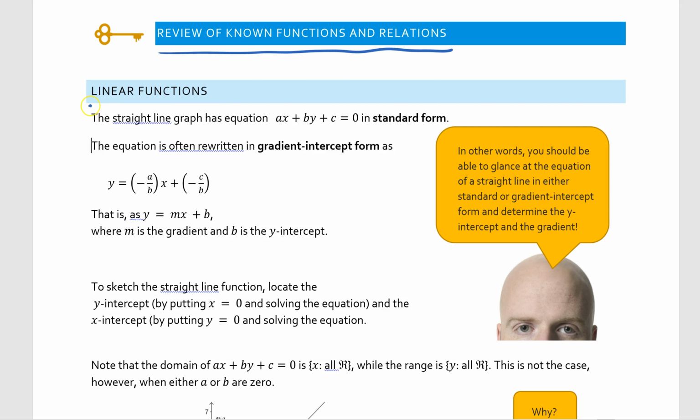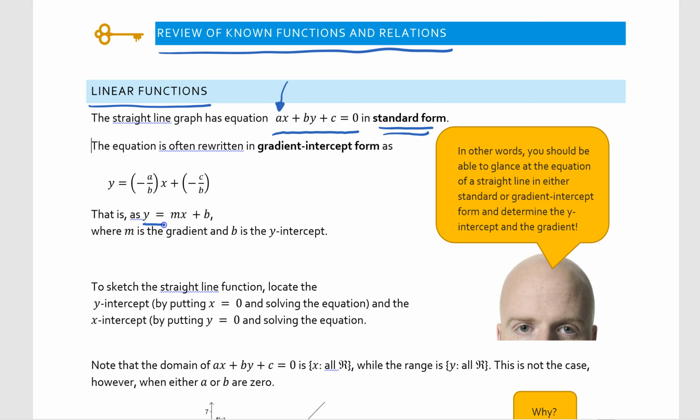So the first thing that we have a look at is linear functions. The straight line graph, which is what a linear function is, has this equation, ax plus by plus c equals 0, if it's written in standard form. Now it's important to note that the a will be a positive number just here, if possible, a positive integer. So this layout here is how it will often be quoted in textbooks, in exams, etc. It may not be the format that you're most familiar with.